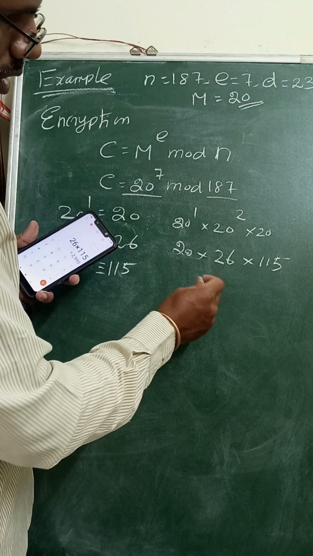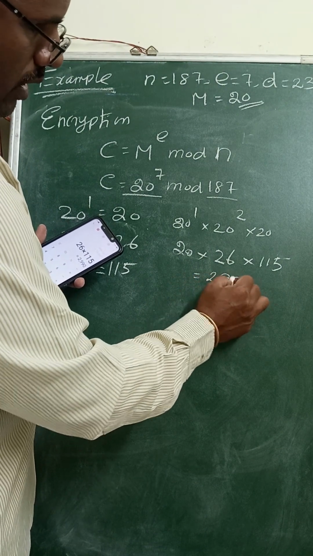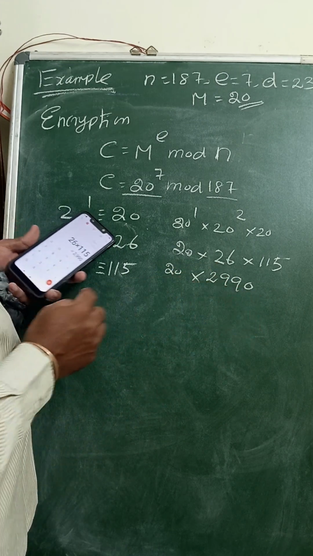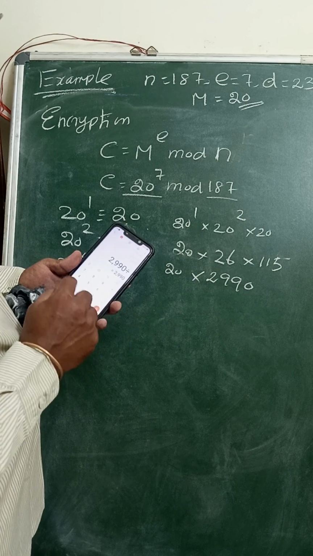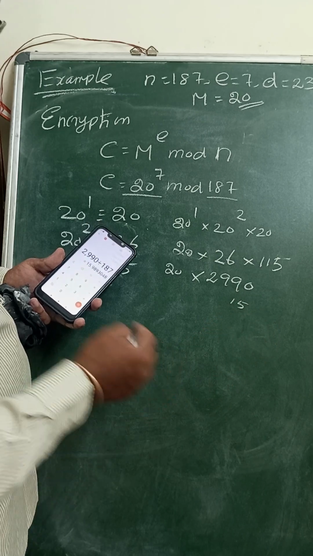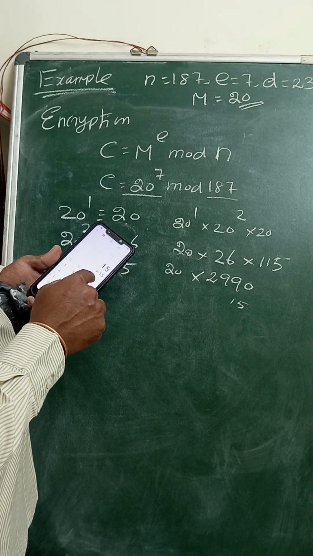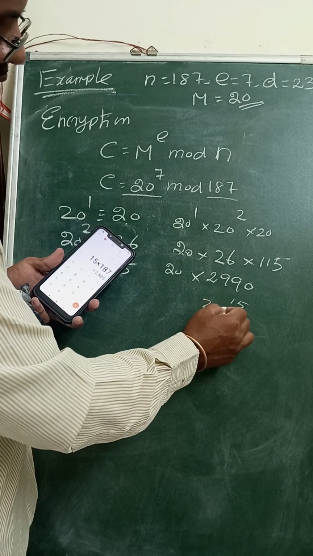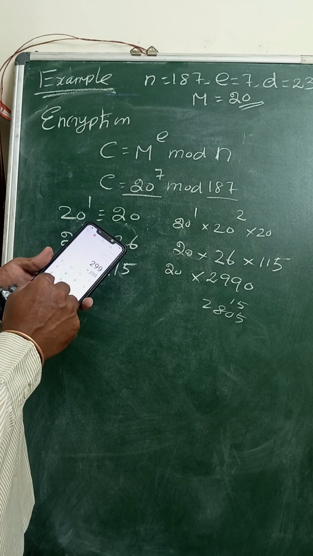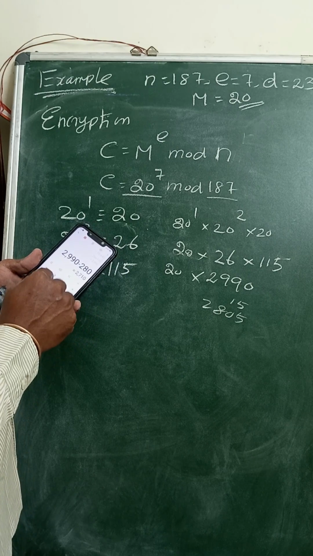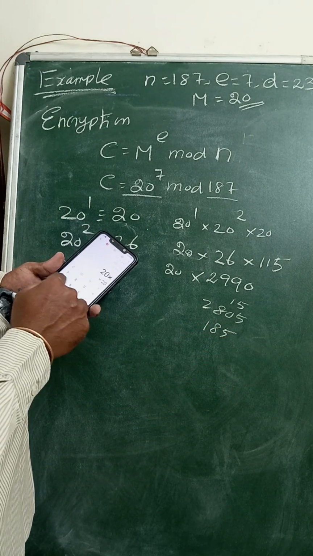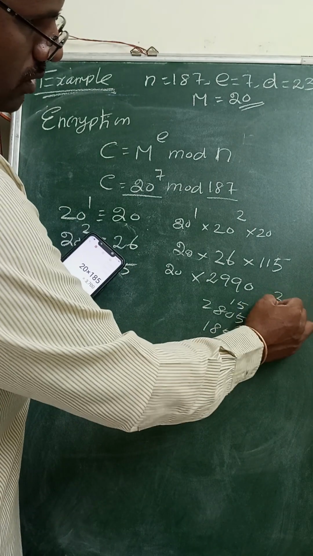2300 divisible by 187, minus 1870. So we can compromise the 26 into 115. We got 2990. 2990 answer divisible by 187. We got the remainder equal to 15. So you write the 15 into 187 we got 2805. 2805 minus 2990 we got 185. So we compromise the 185 as the first answer.